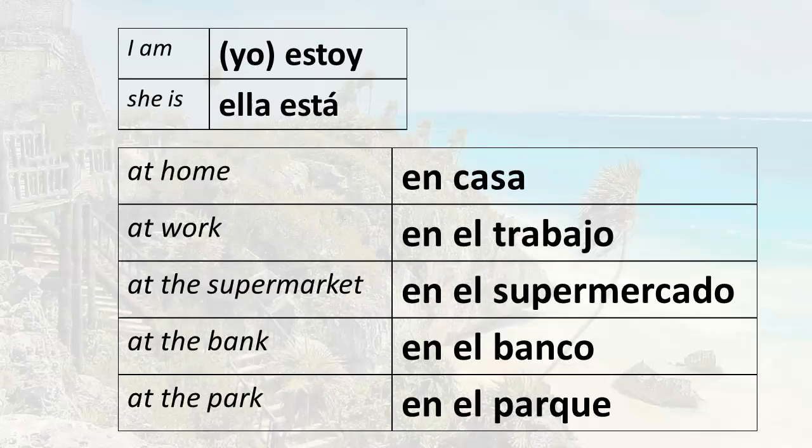Now let's put this together with the verb estar. If I want to say I am at home, remember I'm using the verb estar because I'm talking about my location, then I would say estoy en casa. I'm at home, estoy en casa. I'm at work, estoy en el trabajo. I'm at the supermarket, estoy en el supermercado.